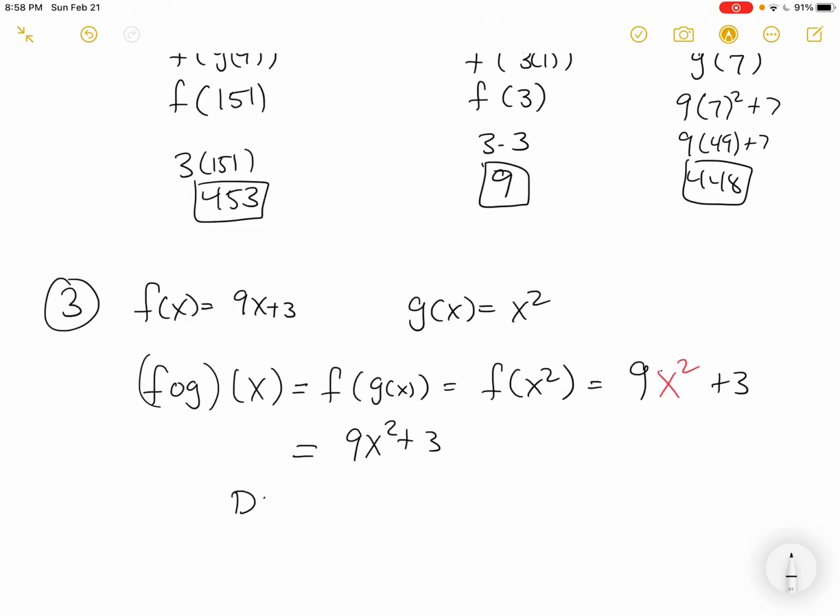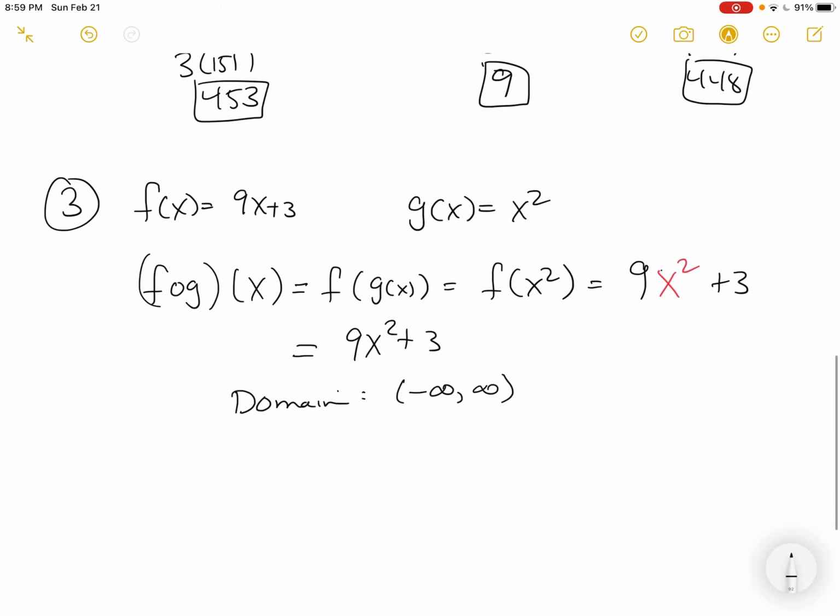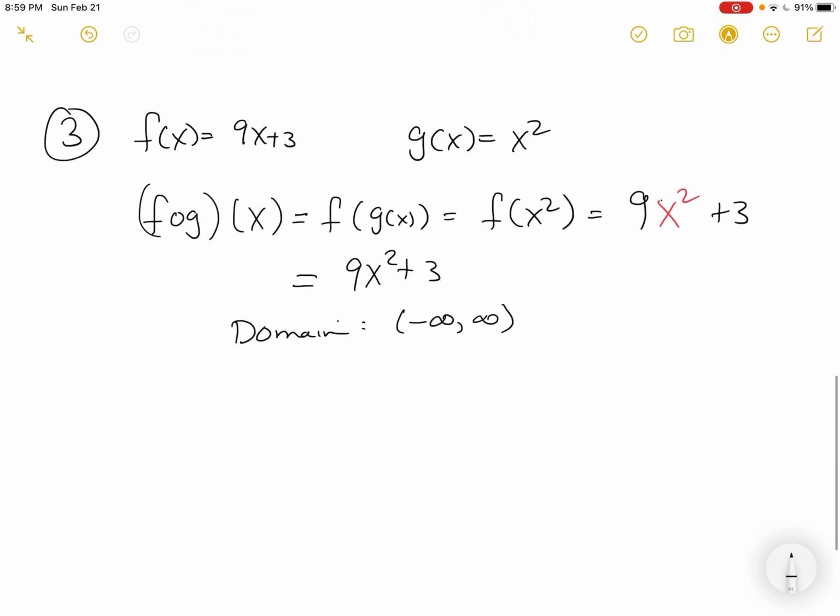Now they're going to want to know the domain. And so the way we figure out the domain is we consider the domain of g of x first, that very first function. It was all reals. And then we look at the composite. Could the composite still handle all reals? The answer is yes. So the domain is still negative infinity to infinity for f composed with g of x, the way we have it written here.